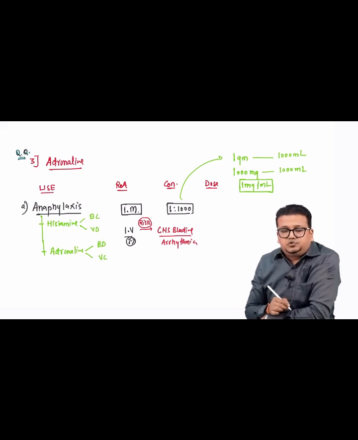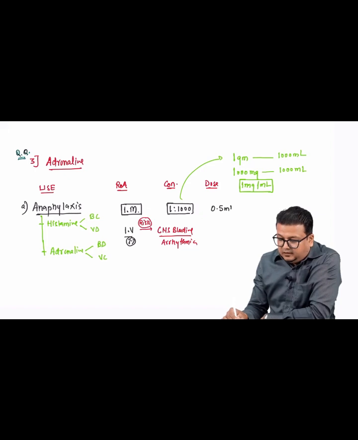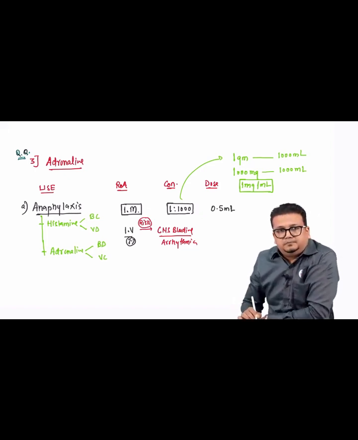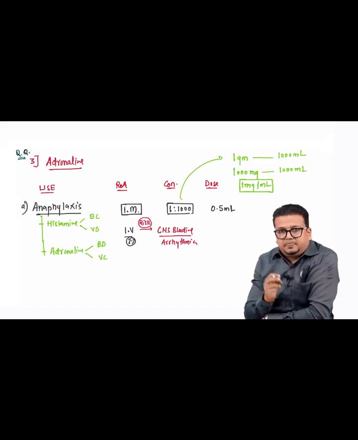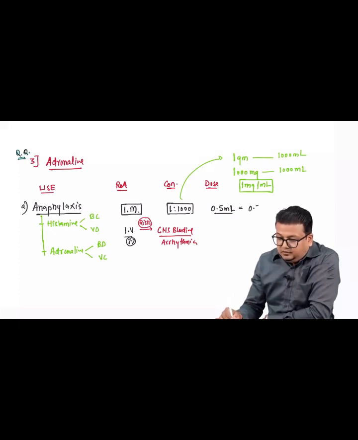Now they ask what is the dose. The dose is you will give 0.5 ml of 1:1000. So you will take 0.5 ml or half ml of 1:1000 solution and inject IM, that is the life saving. So 0.5 ml here means how much milligram of adrenaline. So we can say that 1:1000 is 1 milligram per ml. So 0.5 ml will have 0.5 milligram of adrenaline.